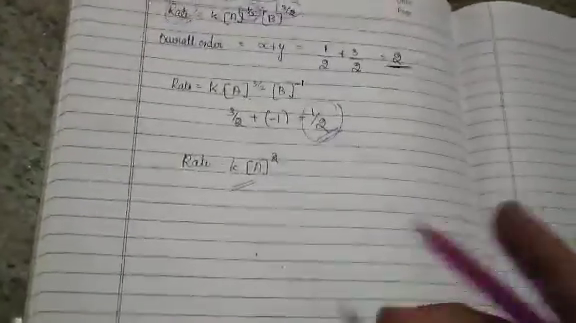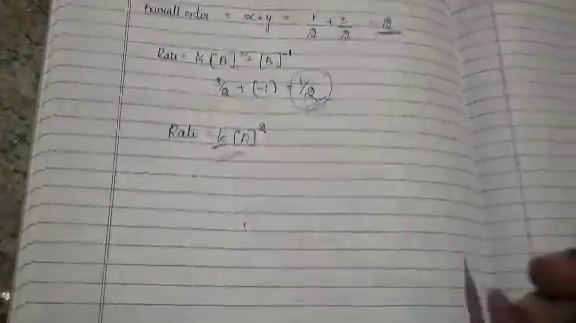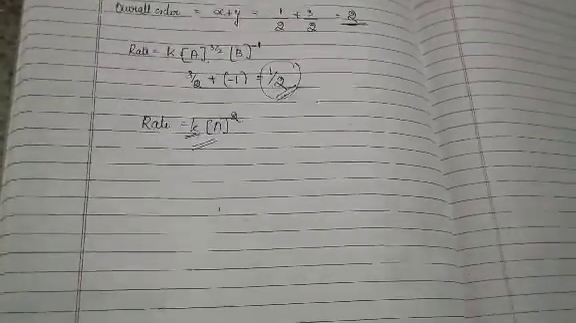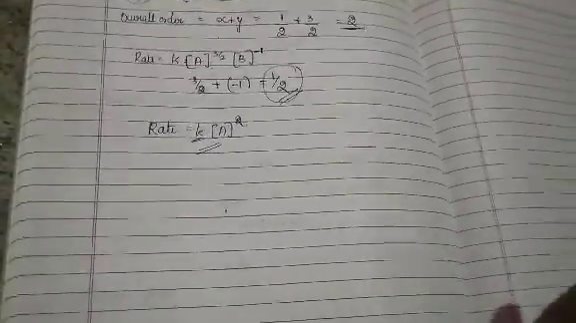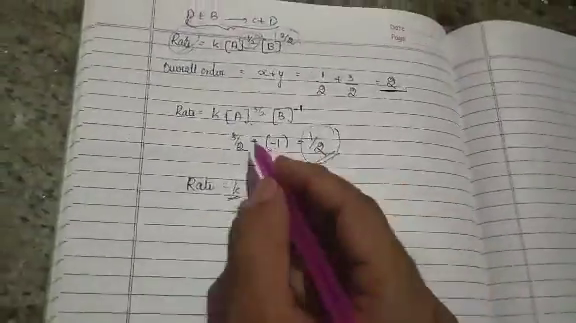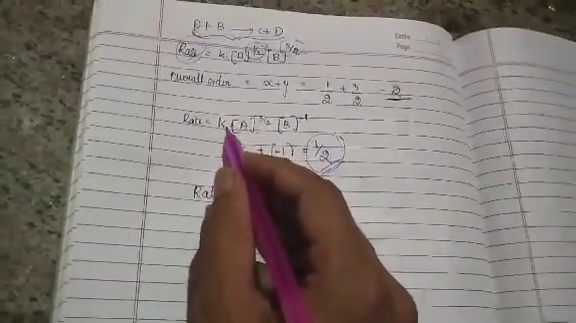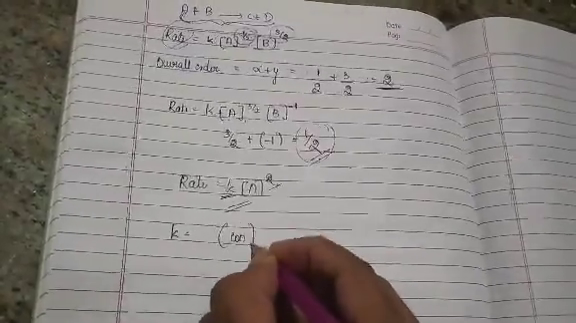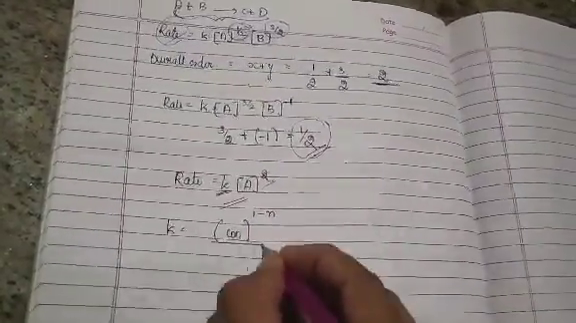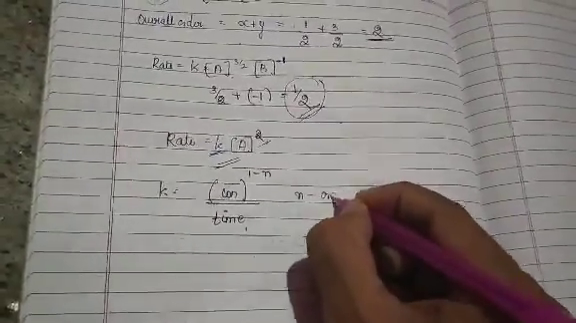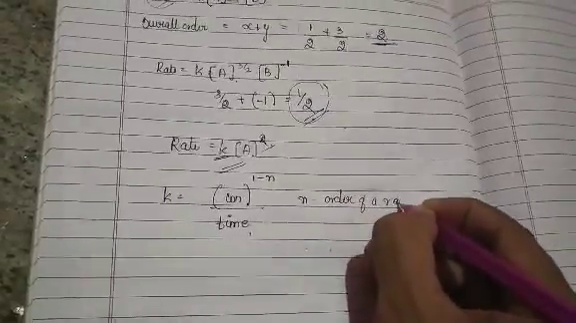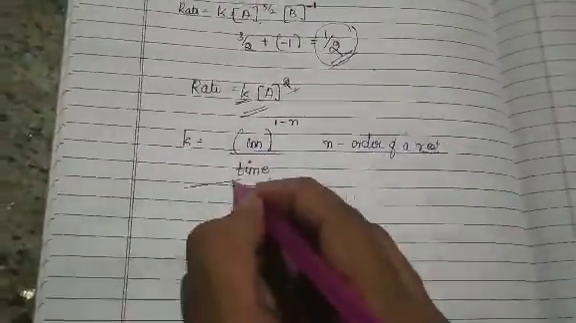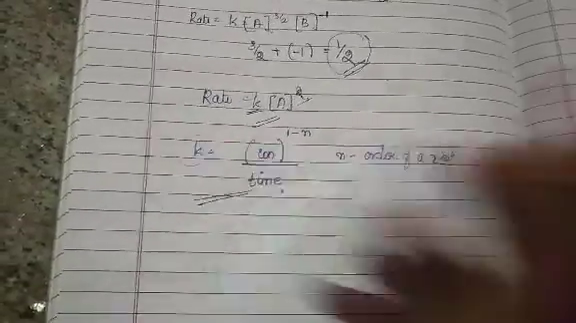Now what is the main use of the order of a reaction? Let us see. The rate constant also has a unit, but its unit depends upon the order of the reaction. Why is that? The rate constant K is given as concentration to the power of 1 minus n divided by time. Here n represents the order of the reaction. This is a general expression which gives the unit of the rate constant.